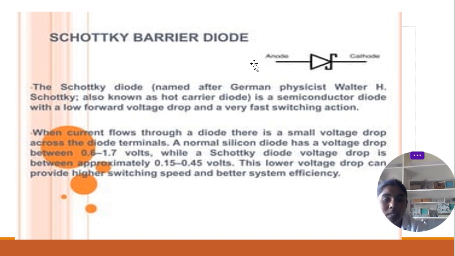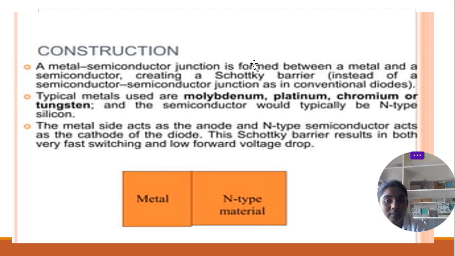While in a normal silicon diode the voltage drop is 0.6 to 1.7 volts, in a Schottky diode it is approximately 0.15 to 0.45 volts, because it has a low forward voltage drop. This lower voltage drop can provide higher switching speed and better system efficiency. So low voltage means speed will be higher and efficiency will also be higher.